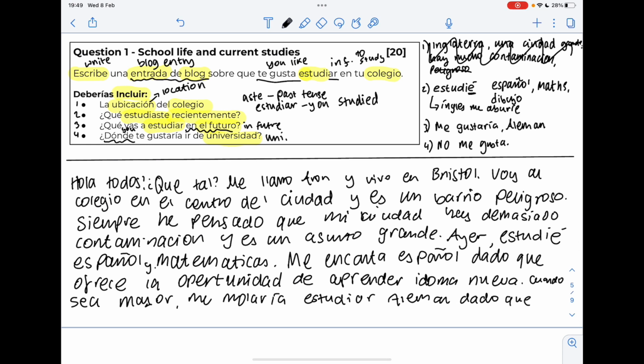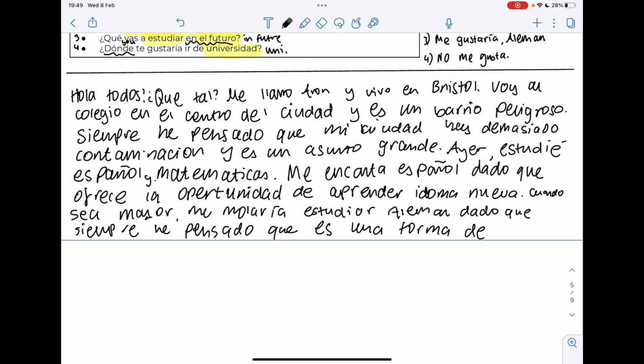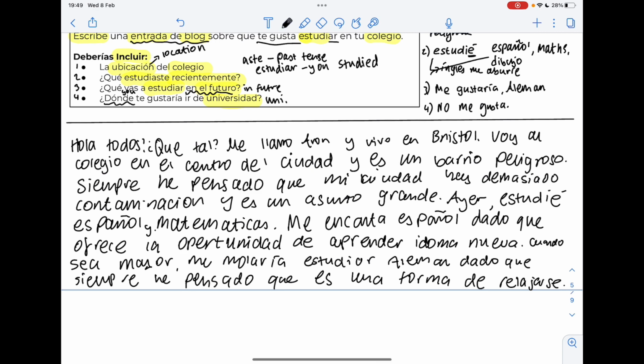Dado que siempre he pensado que, what have I always thought about German? Es una forma de, well, it's a form of, let's say it's a form of relaxing. Why not? Relajarse. So that's that ticked. That done.